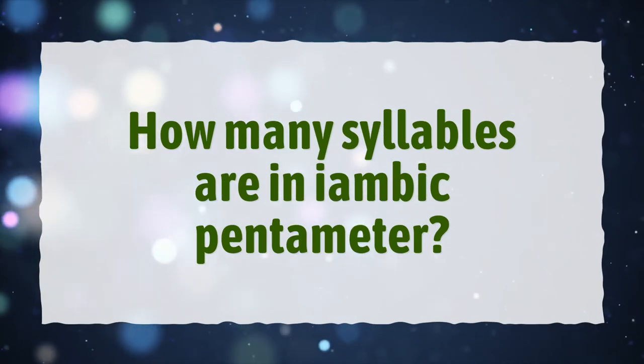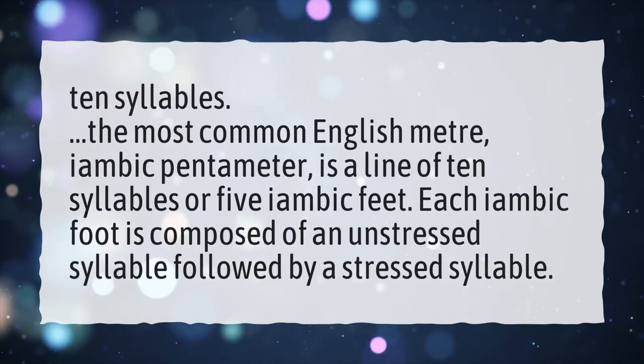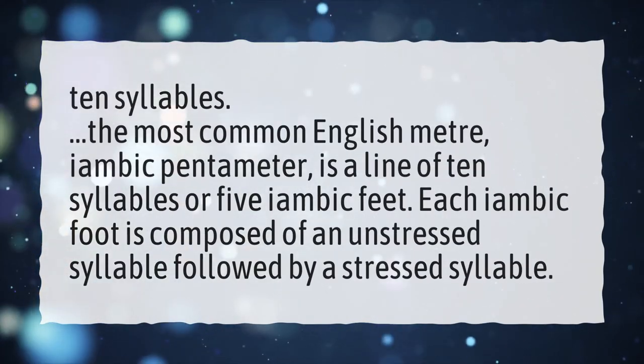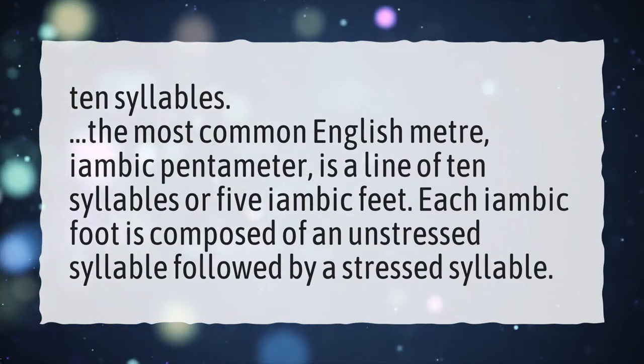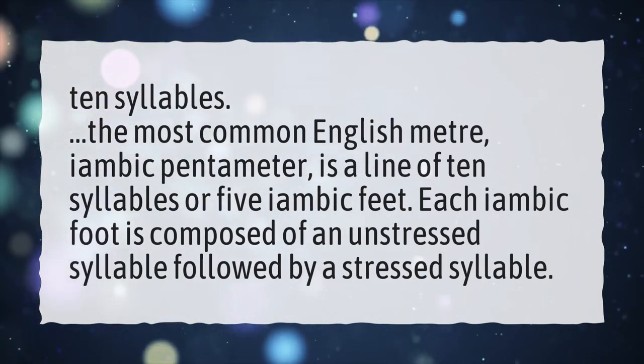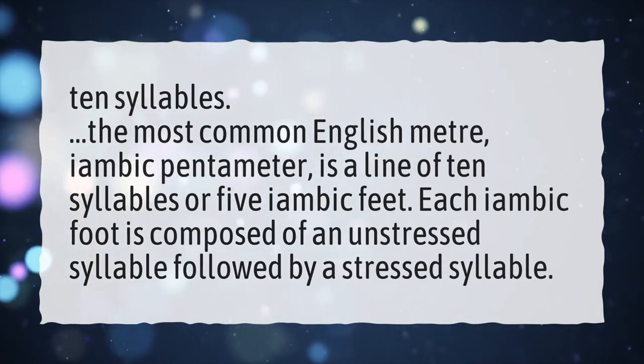How many syllables are in iambic pentameter? 10 syllables. The most common English meter, iambic pentameter, is a line of 10 syllables or 5 iambic feet. Each iambic foot is composed of an unstressed syllable followed by a stressed syllable.